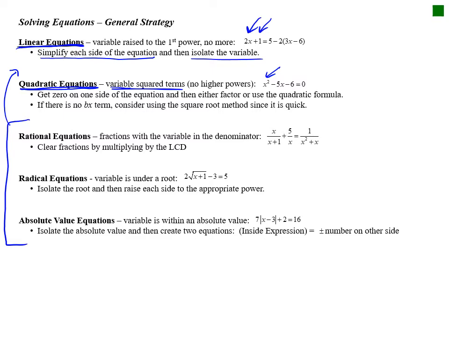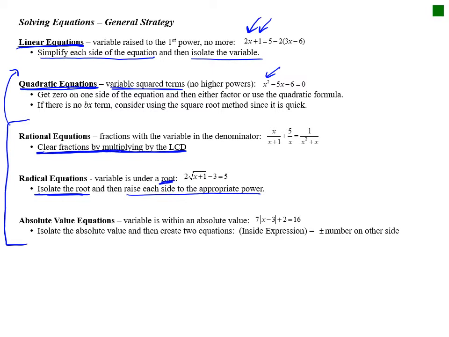It has a fraction. We don't want fractions, so the very first step is going to be to clear the fractions or clear the denominators out of there by multiplying by the LCD. So rational equations have fractions, so get rid of the fractions. Radical equations have roots. Because they have roots, that's what we want to get rid of. To get rid of the root, we isolate the root and then raise each side to the appropriate power. So a radical equation has a root, get rid of the root.